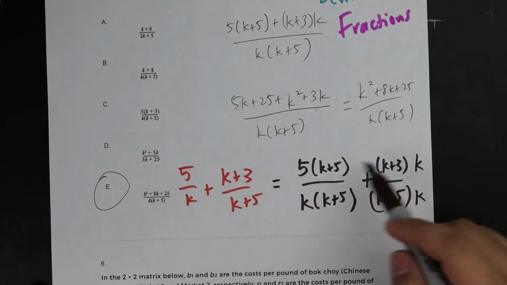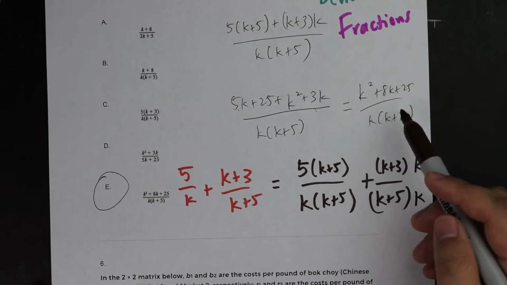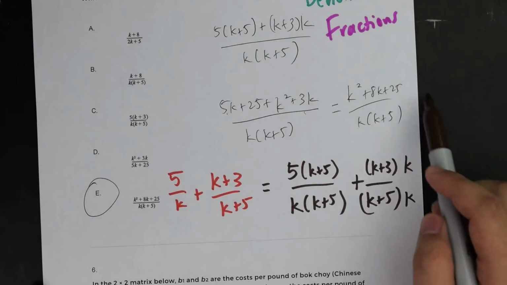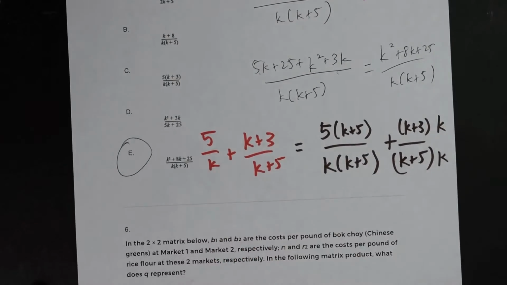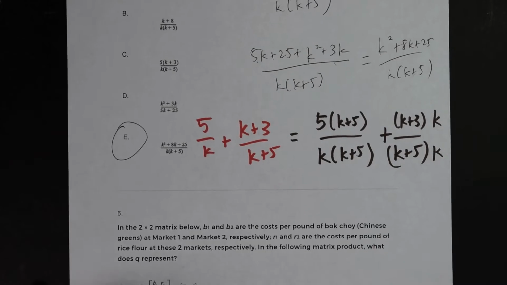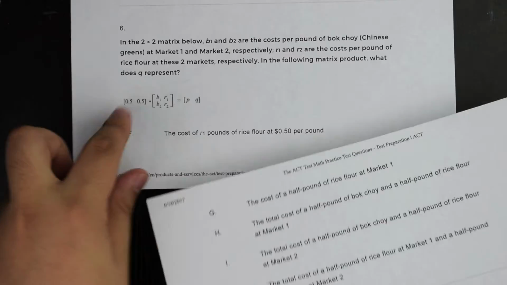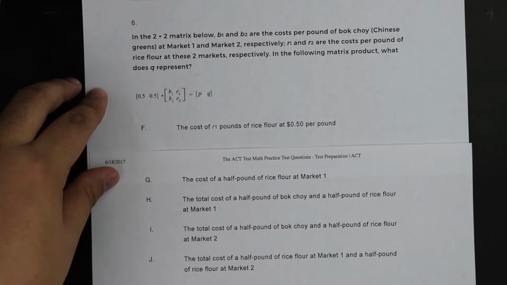I just foiled it out, solved it, combined like terms, and so on. And it ended up getting this solution, which is why my final answer is going to be E for number 5. And now for me to go on to number 6, the last question for today. So number 6, I'm going to go ahead and get set up so you can see what I'm doing.